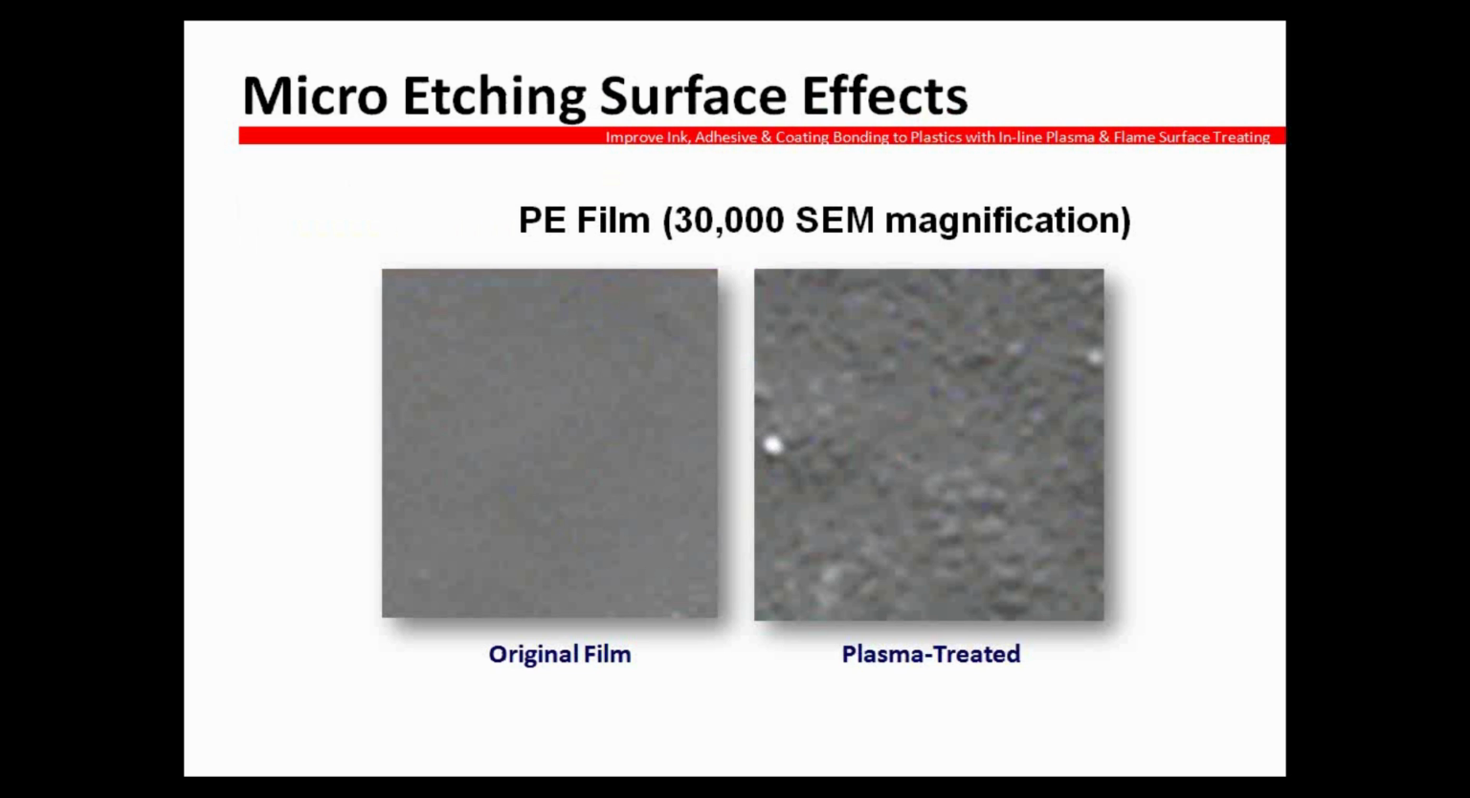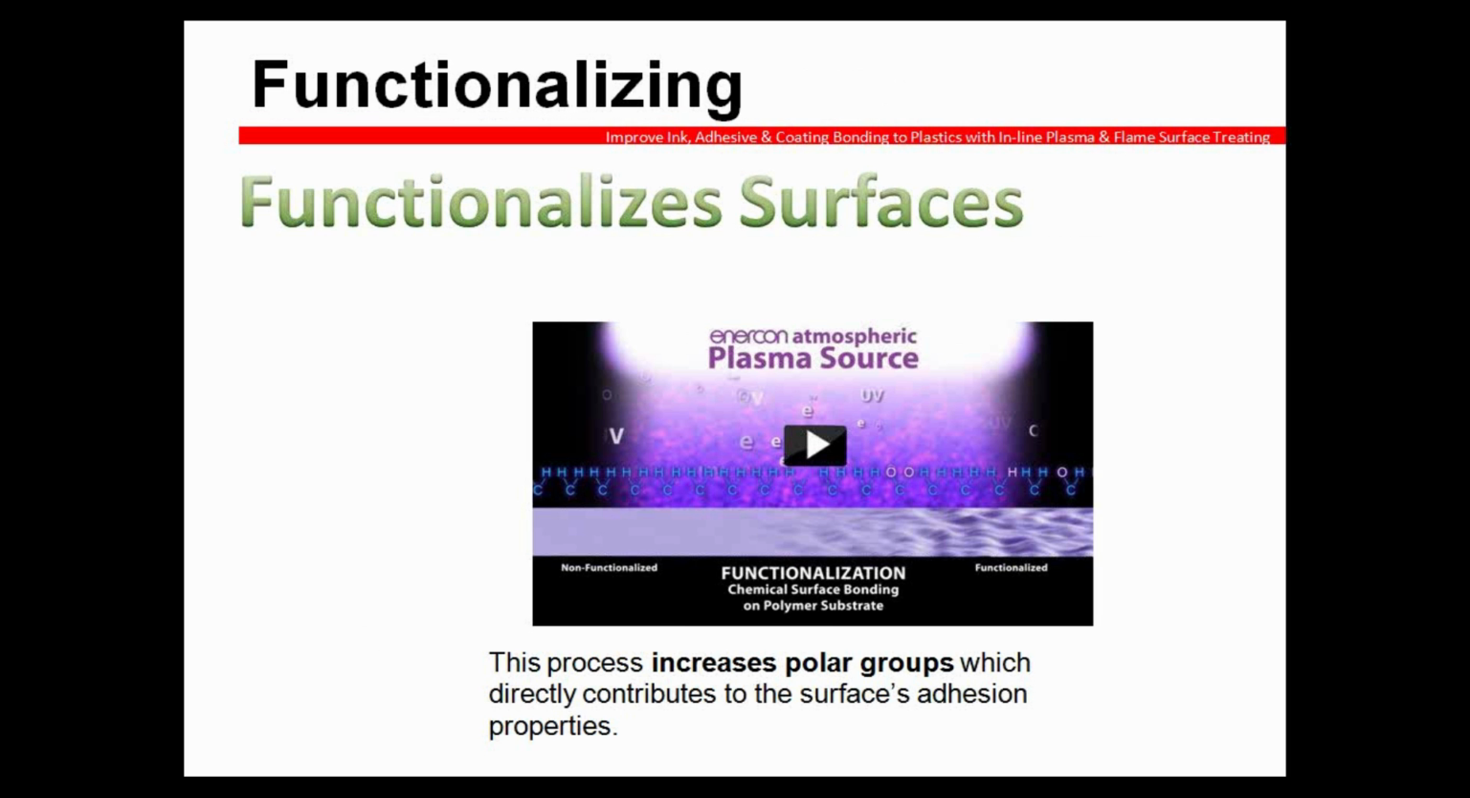This slide illustrates that very well. The image on the left is a polyethylene film prior to plasma treatment, and that same film after plasma treatment. You can see with significant magnification here that the surface is much rougher in the picture on the right, that is after it's plasma treated, and that creates just more bonding sites for your ink, your adhesive, your coating, whatever it might be you're trying to adhere to stick to.